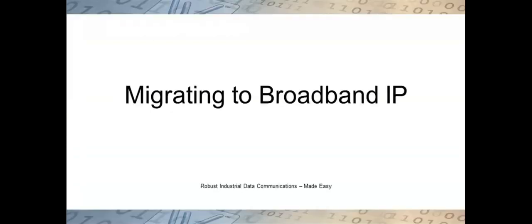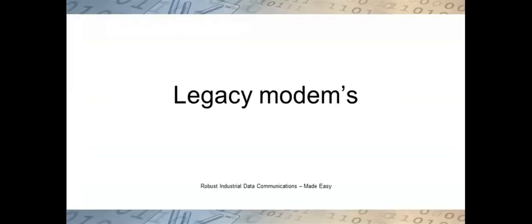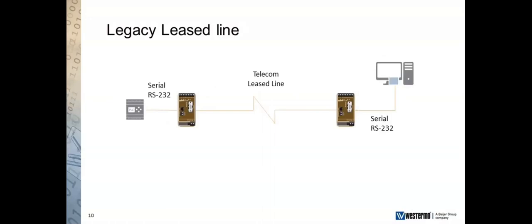Okay, so migrating to broadband IP. If we first go backwards and have a look at how modems actually work over a telecom line. In this case, we've got a simple modem-to-modem application. And we've got a SCADA system, which is serial, and we've got a device at the other end, an RTU or PLC, which is also serial. Quite simply, serial packets will pass from the SCADA to the remote PLC and back again over the lease line.